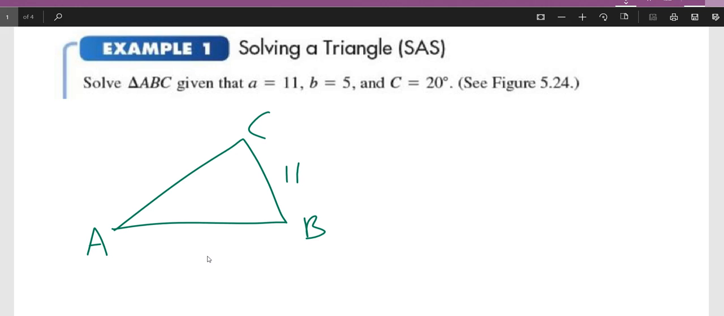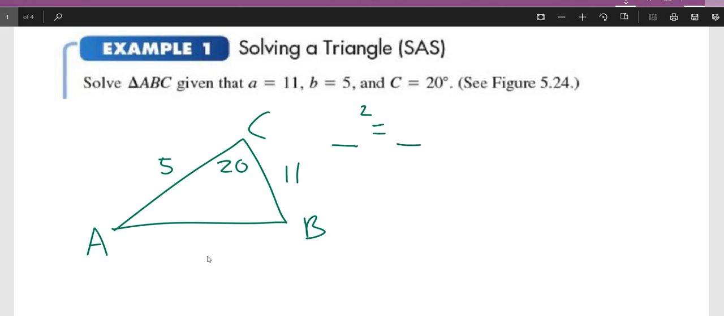So side A is 11, side B is 5, angle C is 20. Is it a right triangle? No, so we can't use basic SOHCAHTOA. Does it have a known angle and a known opposite side? A known angle and a known opposite side. It is not a candidate for the law of sines then. We are forced to use the law of cosines.